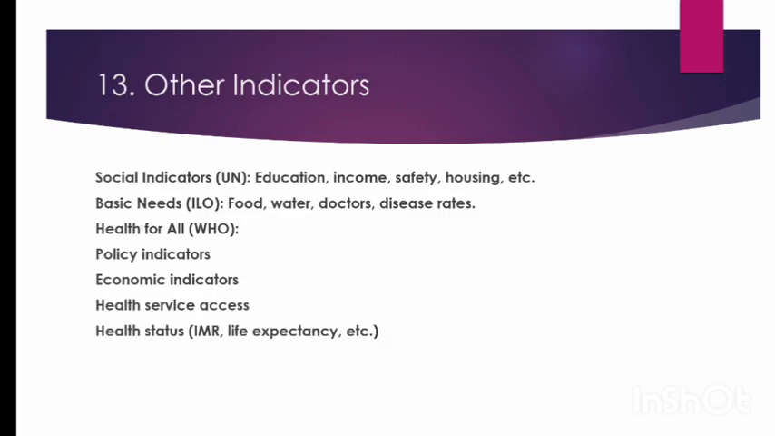Literacy. 13. Other indicators. Social indicators, UN: education, income, safety, housing, etc. Basic needs, ILO: food, water, doctors, disease rates. Health for all, WHO: policy indicators, economic indicators, health service access, health status, IMR, life expectancy, etc.